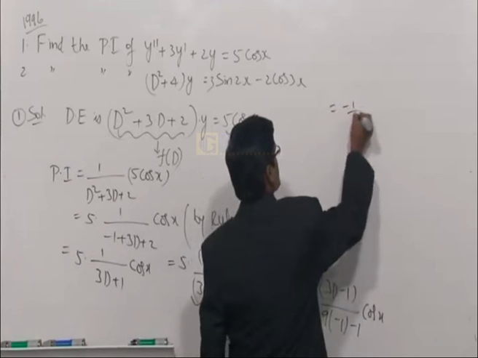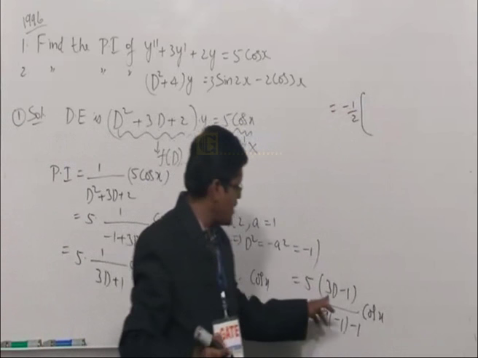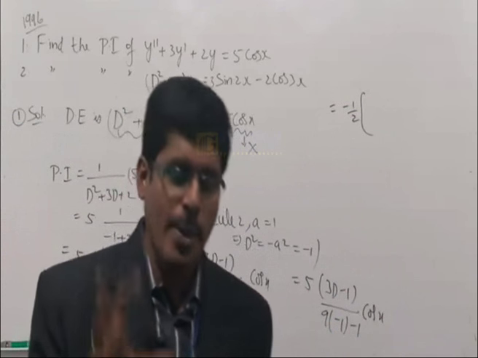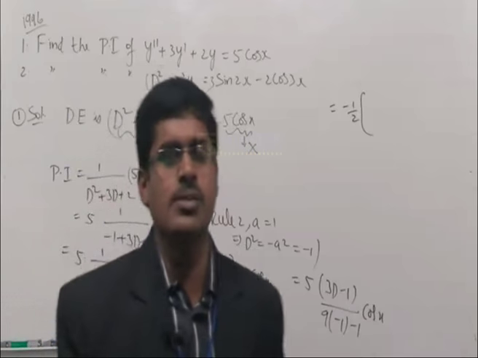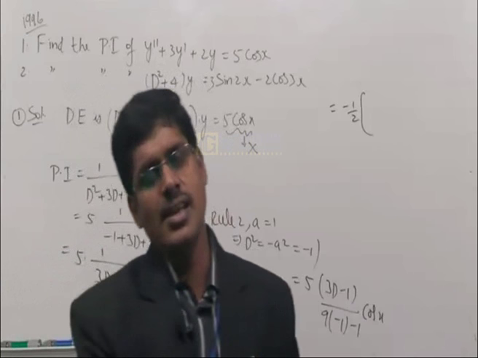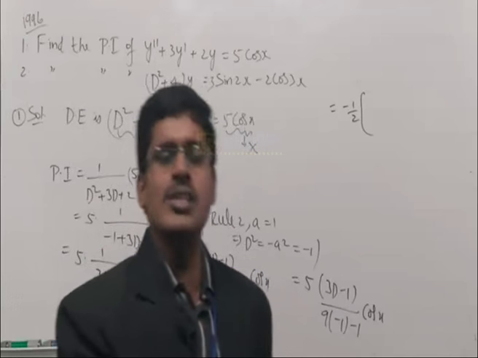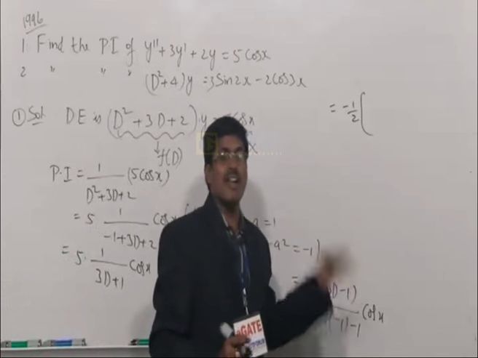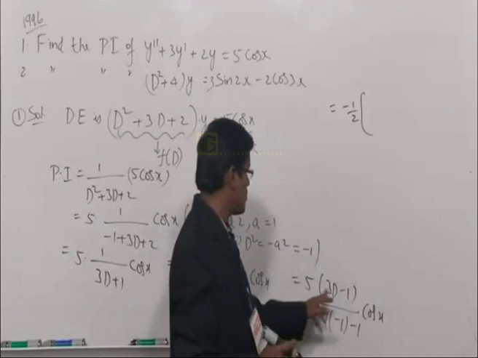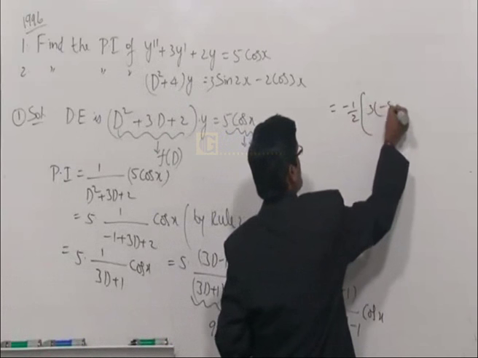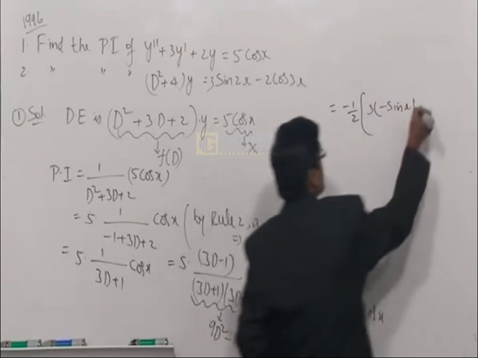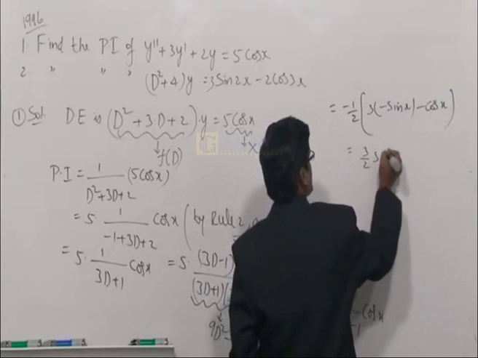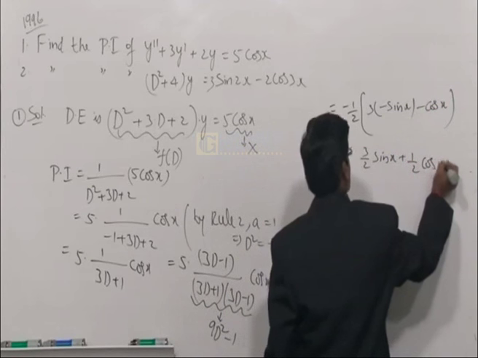So this simplifies to minus 1 upon 2, constant simplification. In the numerator, if there are any D or D square terms, don't apply the particular integral procedure. The particular integral procedure is for denominator D terms. If any D terms are in the numerator, just apply differentiation. Numerator D or D square stands for differentiation on that x term. So 3 into the derivative of cos x, which is minus sin x, and minus 1 into cos x, no change. So this can be written as 3 by 2 sin x plus half times cos x.